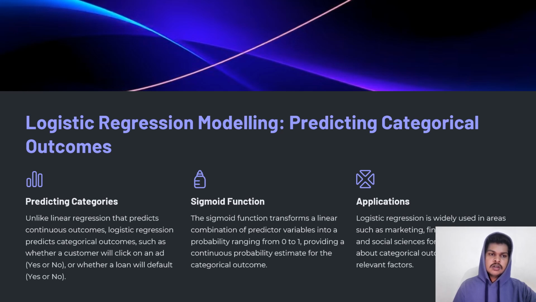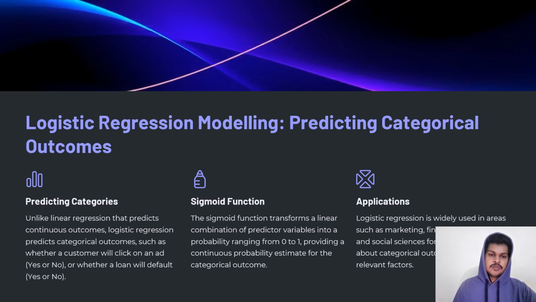Let's see logistic regression modeling. Predicting categorical outcomes. Unlike linear regression that predicts continuous outcomes, logistic regression predicts categorical outcomes such as whether a customer will click on an ad, yes or no, or whether a loan will default, yes or no.